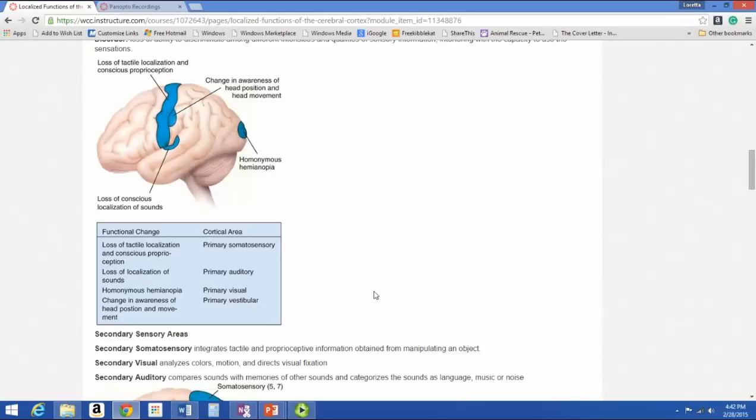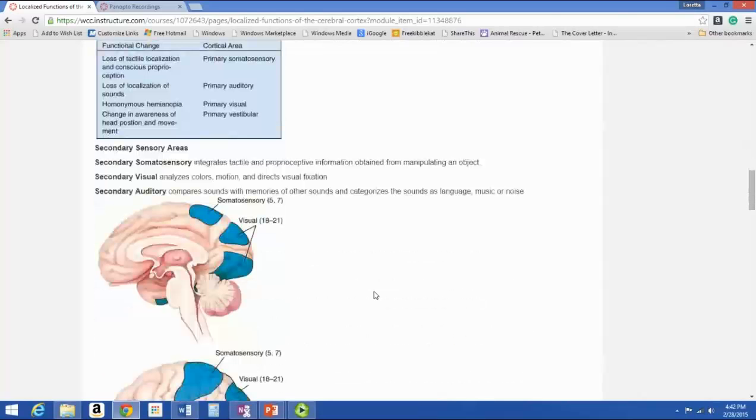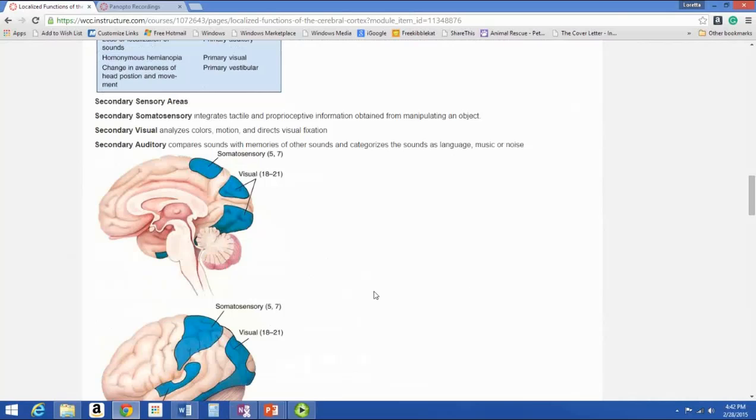If you have a lesion in the primary vestibular cortex, you have an altered awareness of head position and movement. Okay? So the secondary sensory areas integrate tactile and proprioceptive information that are obtained from manipulating an object. That's the somatosensory area. The secondary visual, so there's a secondary area that goes with each of the primary areas. The secondary visual cortex analyzes colors, emotions, and directs visual fixation. So what are we focusing our eyes on?